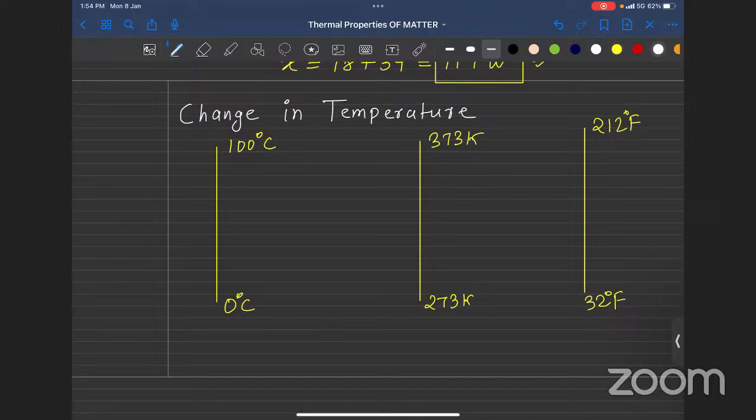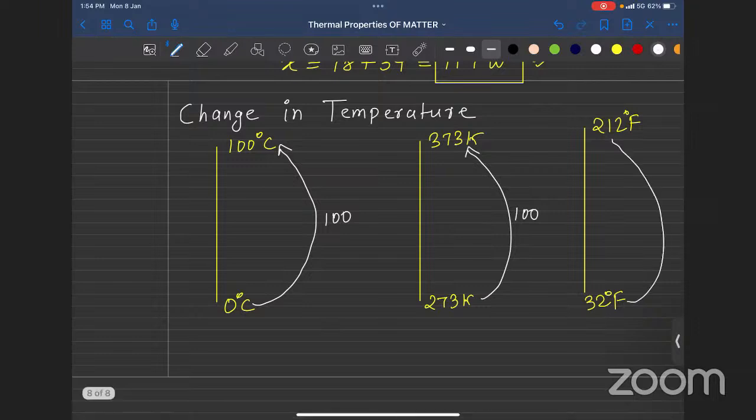Cool. So if we go from here to here, we're having 100 divisions basically. And between these two, if we check it out, we again are having 100 divisions. And between these two, we're having, not 100, it's 180 divisions.